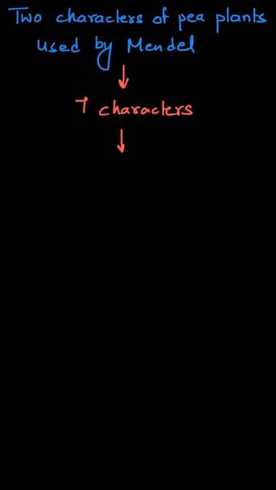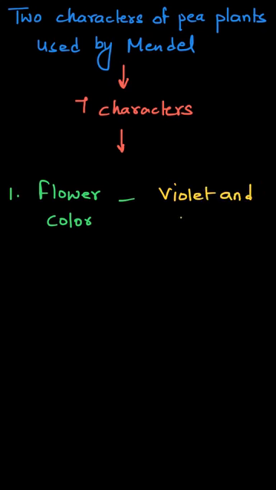the rest of the two characters are, we can say, the flower color. The first character that we can say here will be the flower color, and the color of the flowers will be the violet and the white. These are the colors of the flower of, we can say, the pea plant.